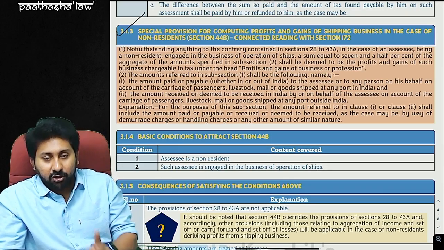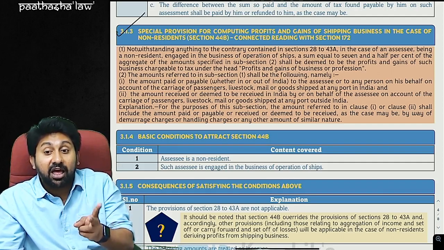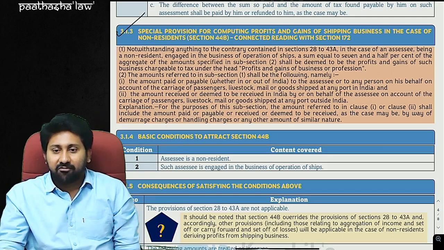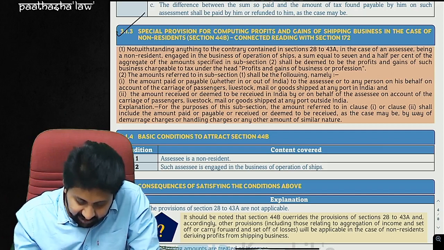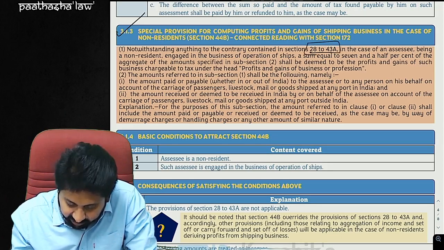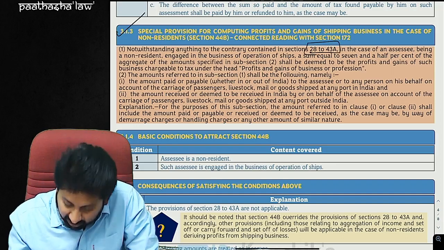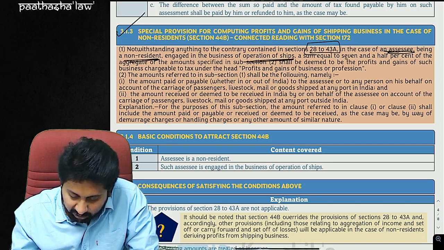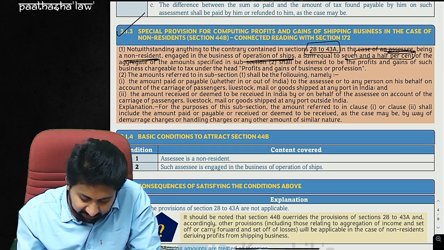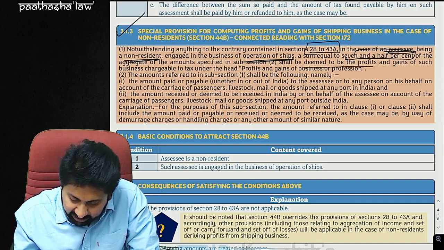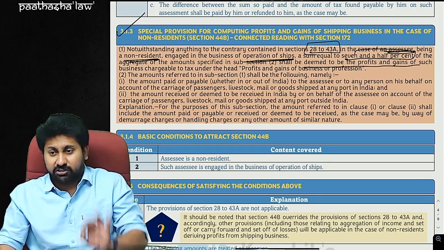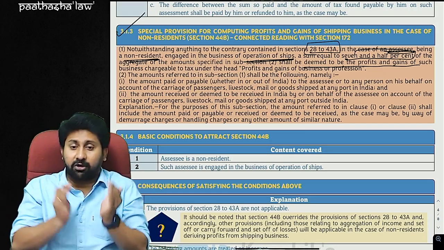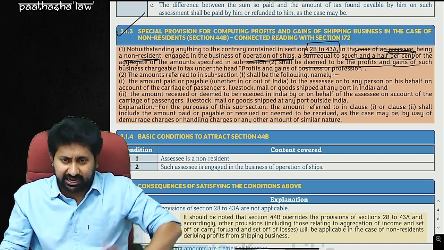Now you do one thing. You are a non-resident, yes. You are having other sources of income in India, yes. Then go for 44B. 44B says that notwithstanding anything contrary contained in sections 28 to 43A, in case of an assessee being a non-resident engaged in the business of operation of ships, a sum equal to 7.5% of the aggregate of the amounts specified in sub-section 2 shall be deemed to be the profits. Here also presumptively I will tell you 7.5% of the amount collected is income. On that you pay the tax.